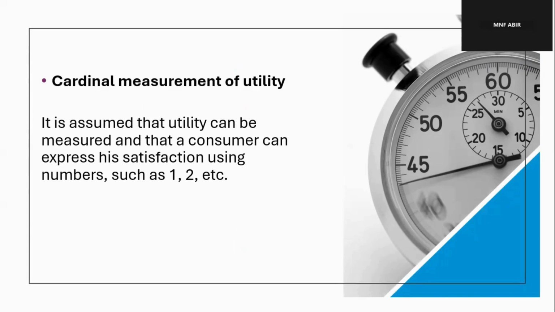For example, eating 1 apple gives 10 utils of satisfaction. Eating 2 apples gives 18 utils. Eating 3 apples gives 24 utils. This means we can calculate and compare utilities in absolute numbers. In summary, the cardinal measurement of utility assumes satisfaction can be measured in absolute numbers, which is utils. It is useful for explaining consumer behavior, but unrealistic in practice.